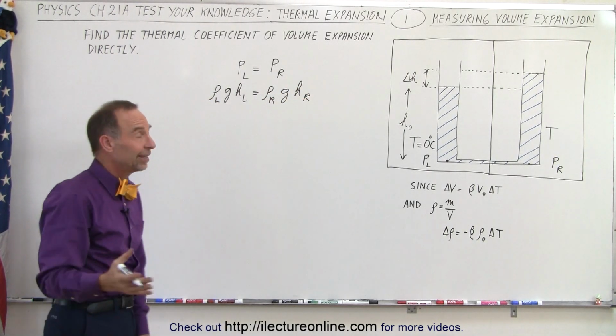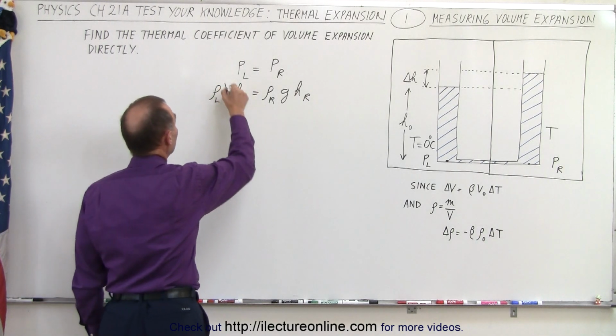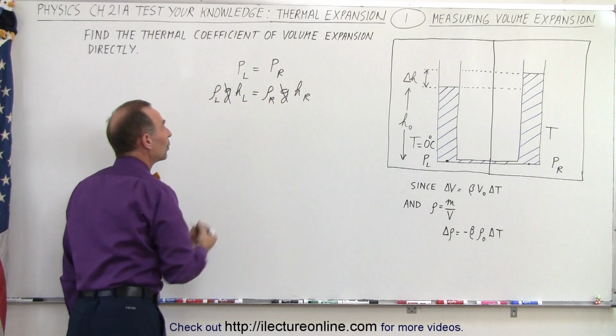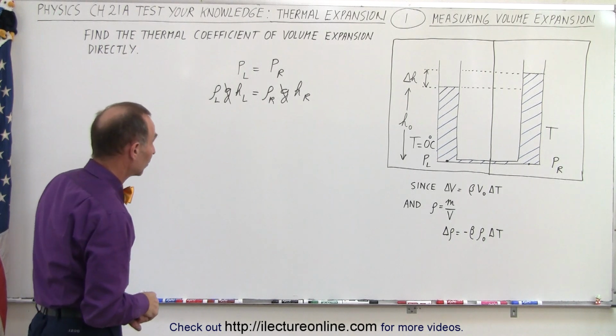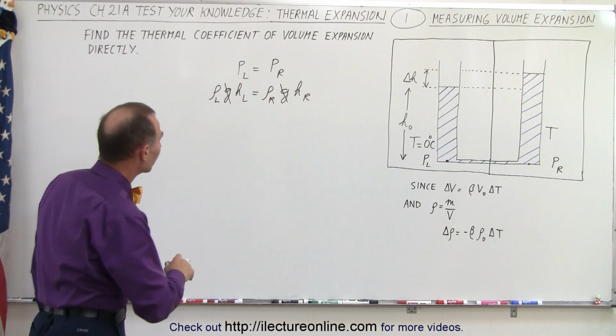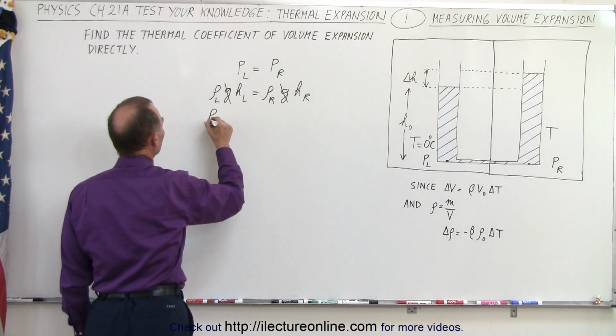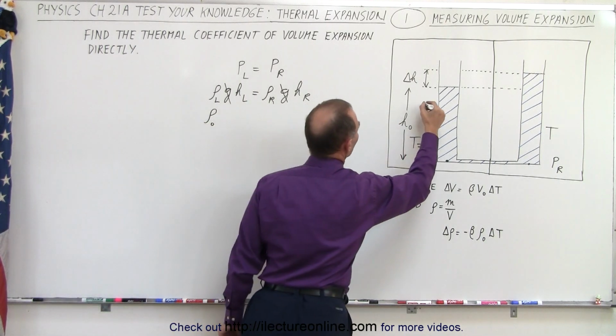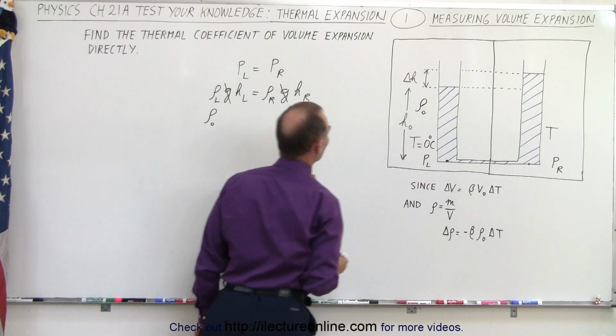Now right away we can see that both sides have the constant g, so we can get rid of that. So now we know that that must be equal on both sides. Now the density on the left, that's going to be the original density of the liquid at 0 degrees centigrade. So let's just mark it as density original.